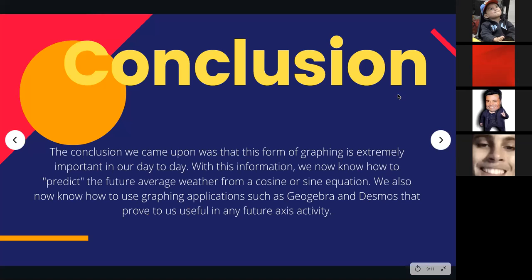So in conclusion, what we came upon was that this form of graphics is extremely important in our day-to-day. With this information, we now know how to predict the future average weather from a cosine or sine equation. We also know how to use graphing applications such as GeoGebra or Desmos that prove useful in any future activity.